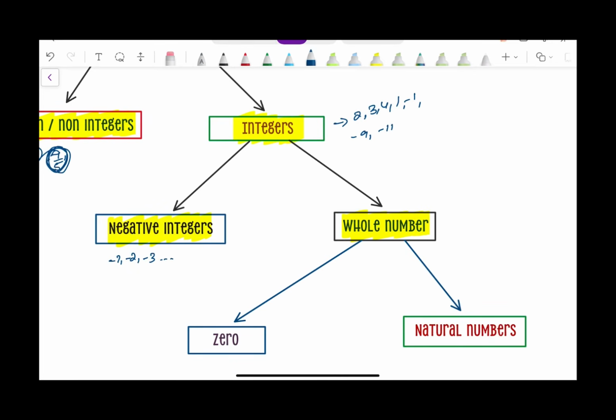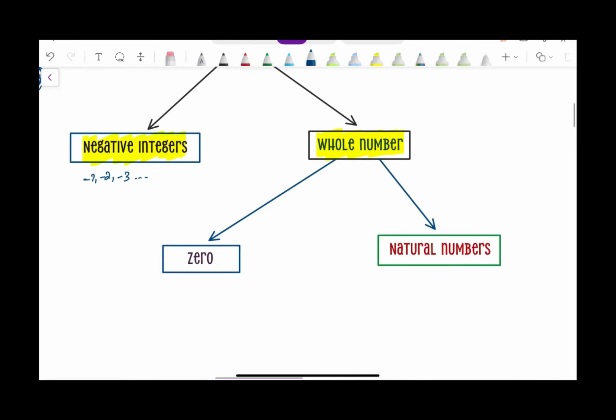What is whole number then? Whole number means 0 along with all the positive numbers, we call it whole number. If I'm to represent whole numbers, it is 0, 1, 2, 3, 4, 5, and so on. That's a whole number.